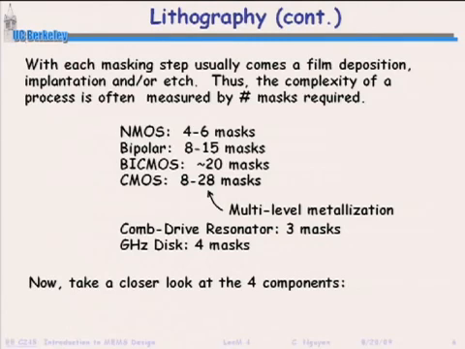And so now let's contrast that with MEMS. MEMS, comb drive resonator that we'll talk about, 3 masks. These gigahertz disks that we talked about, 4 masks. So MEMS compared to CMOS, extremely easy from a mask count standpoint. Not easy from a stress standpoint. But once you get that stress down and you want to make a MEMS product, the MEMS product is going to be very cheap, depending on what kind of product it is.